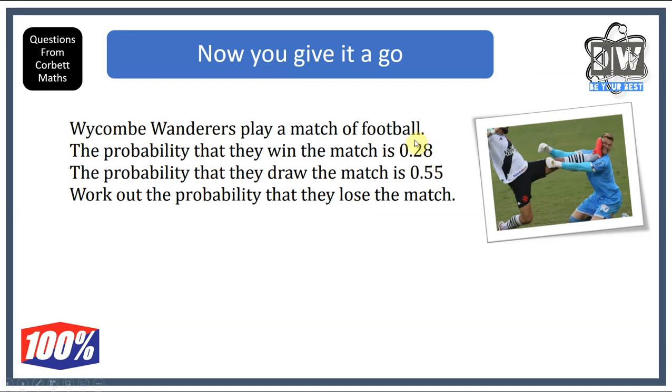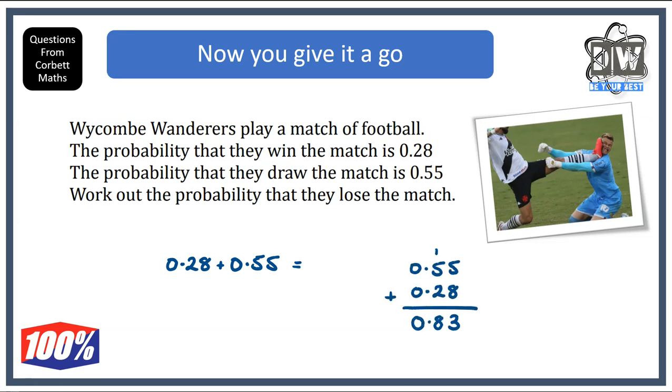So hopefully you added your 0.28 or your 28% to your 55%, or your 0.28 and your 0.55 together, and then took that away from 1. So that together gives us 0.83 or 83%. We take that away from 100% or 1, and we end up with the figure of 0.17 or 17%.